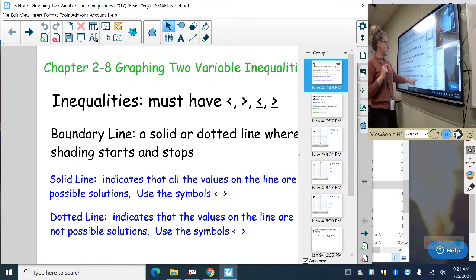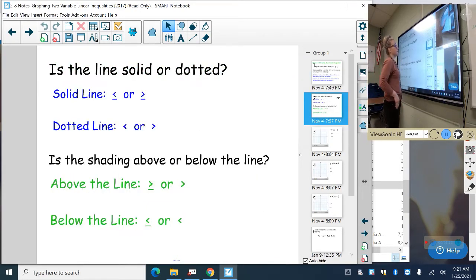Use these symbols, less than or greater than. So a solid line means we have less than or equal to, greater than or equal to, and a dotted line means we have less than and greater than. All right, now let's move along and ask ourselves these questions. First of all, is the line solid or dotted? Solid, dotted. These are my symbols for solid and dotted. And is the shading above or below the line? Above the line is greater than or equal to. Below the line is less than or equal to, and we'll talk about that here in a minute.